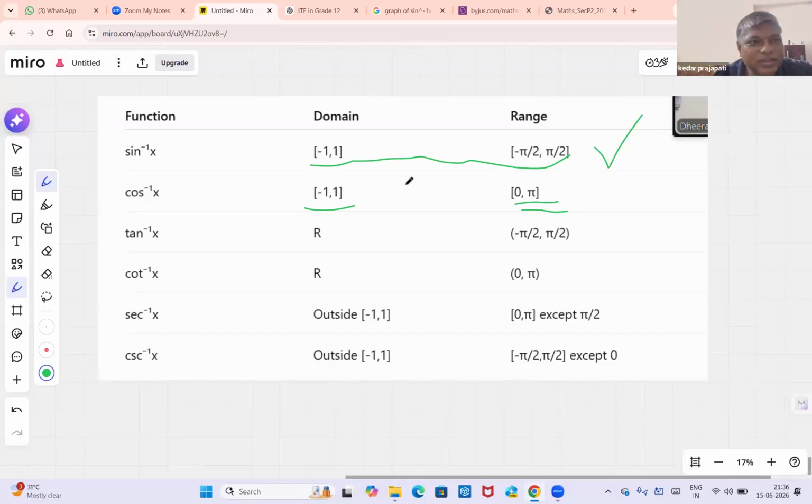I'll give you the recording, or I'll upload it on YouTube. You can watch. But today, please try to draw sine inverse x, sin x, sine inverse x, domain and range. If you're facing any problem, just ping me on WhatsApp.